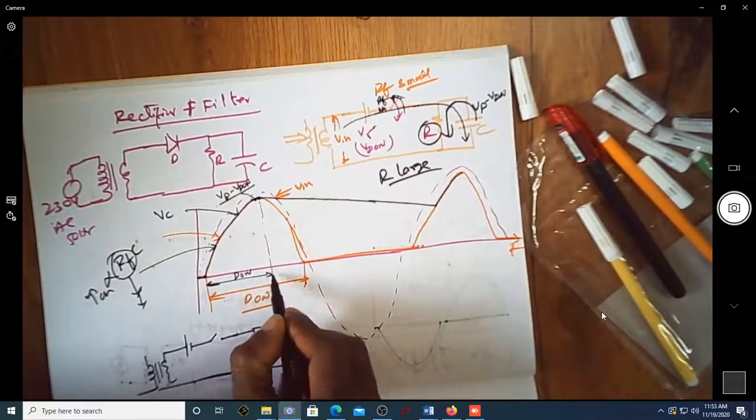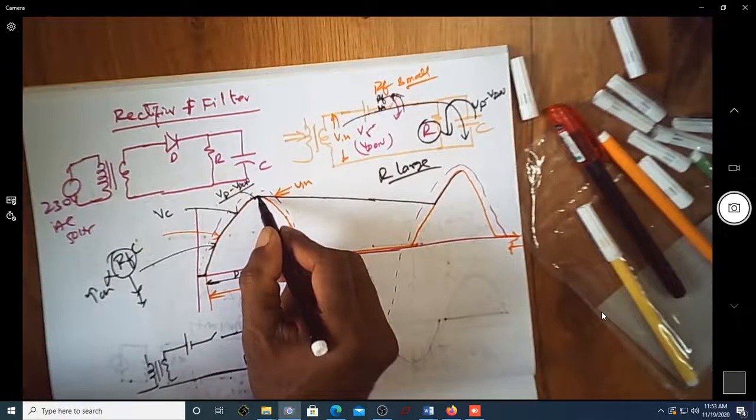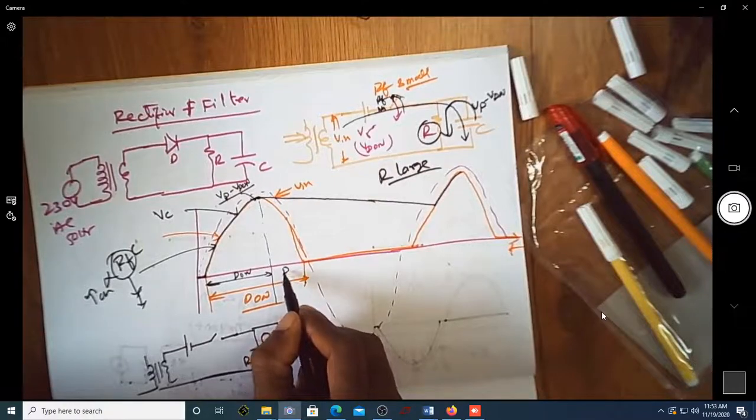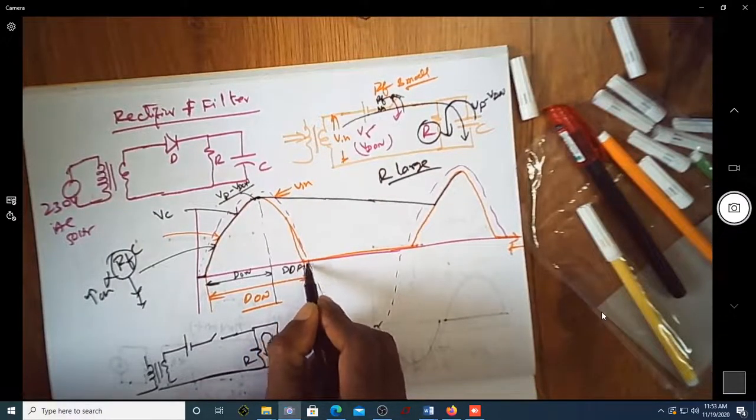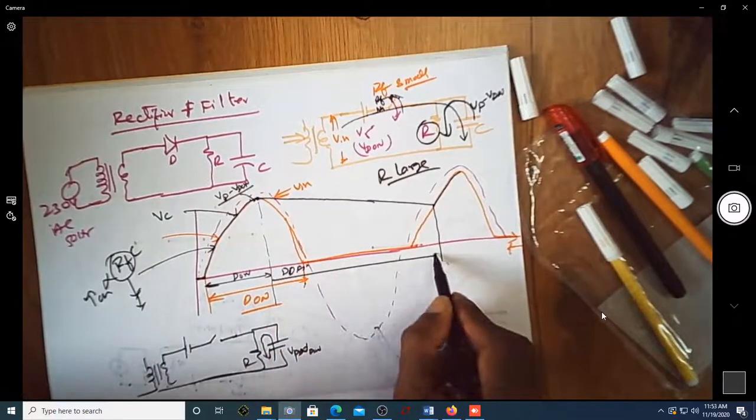Can you see now? D is on now. Once the capacitor reaches the peak voltage, D becomes off. So D is now off here. Till what point? Till this point. So D is off now.